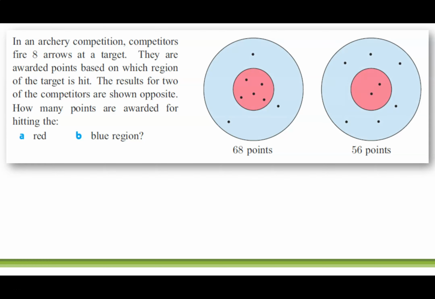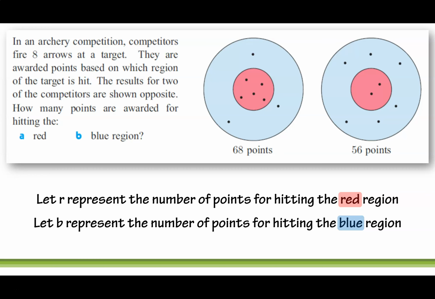Last question we're going to do together. In an archery competition, competitors fire 8 arrows at a target. They are awarded points based on which region of the target is hit. The results for 2 of the competitors are shown. This is kind of a cool question because you're going to have to look at the diagram and deduce what they're talking about. In the first one, I would say some of them are going to hit the red region. So there's certain points for the red, which I think are probably higher because it's near the middle or nearer to a bullseye. And the blue one is the outer ring.